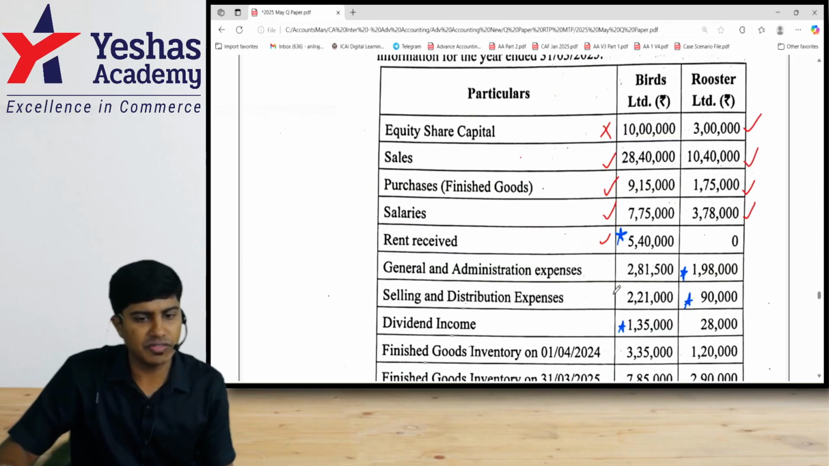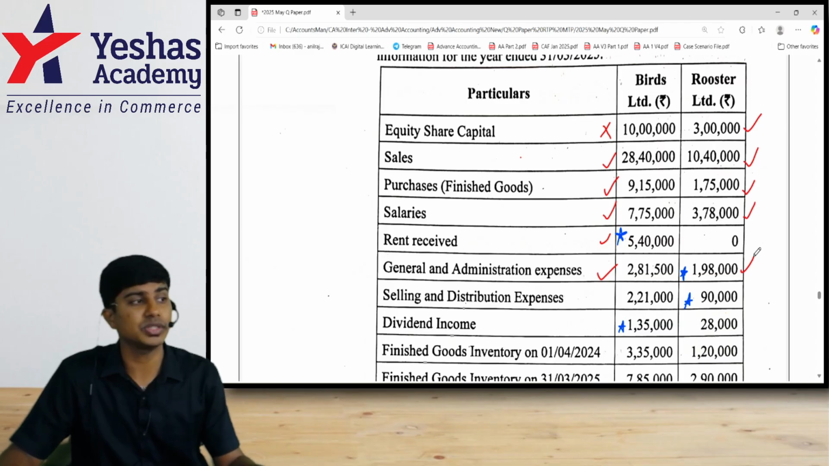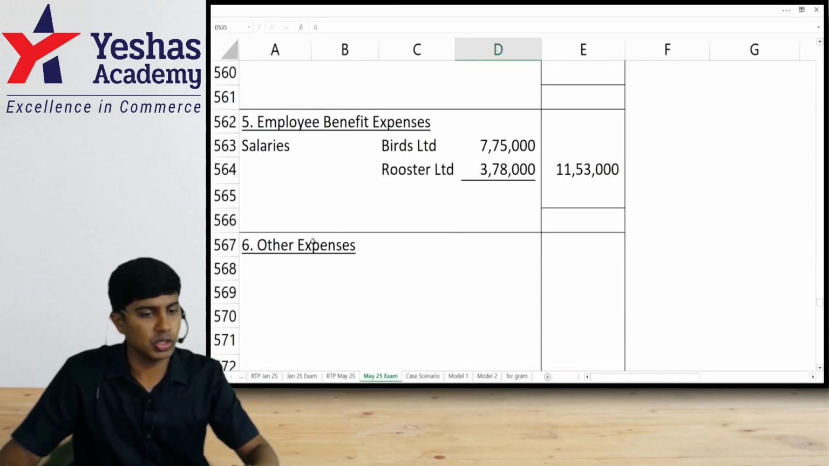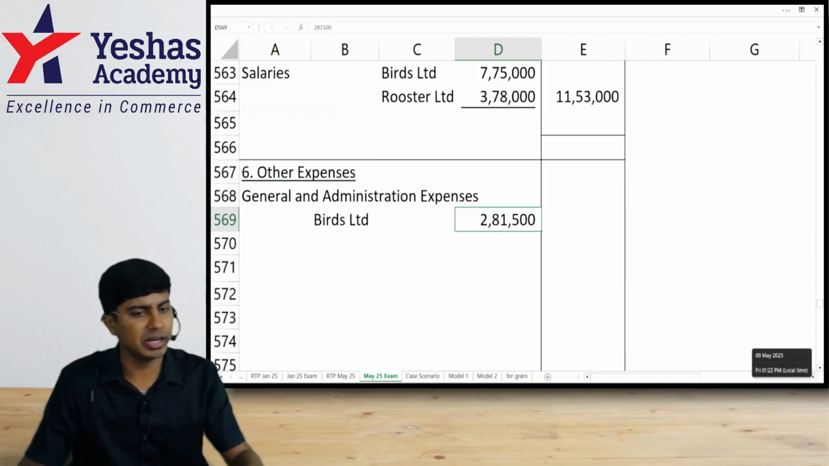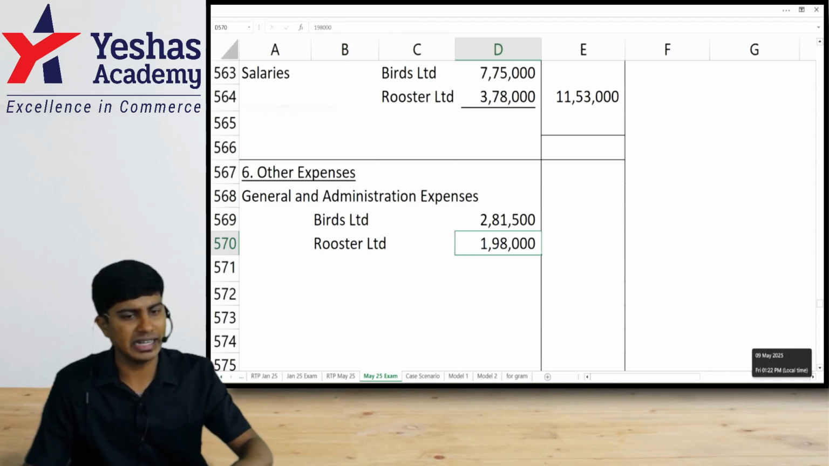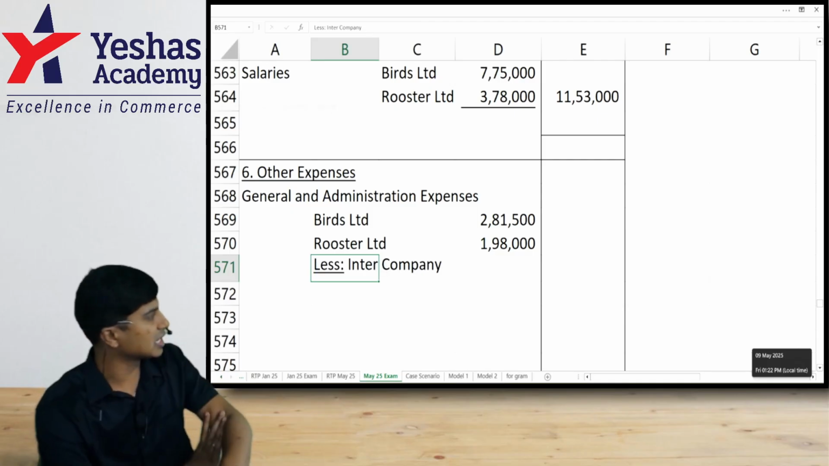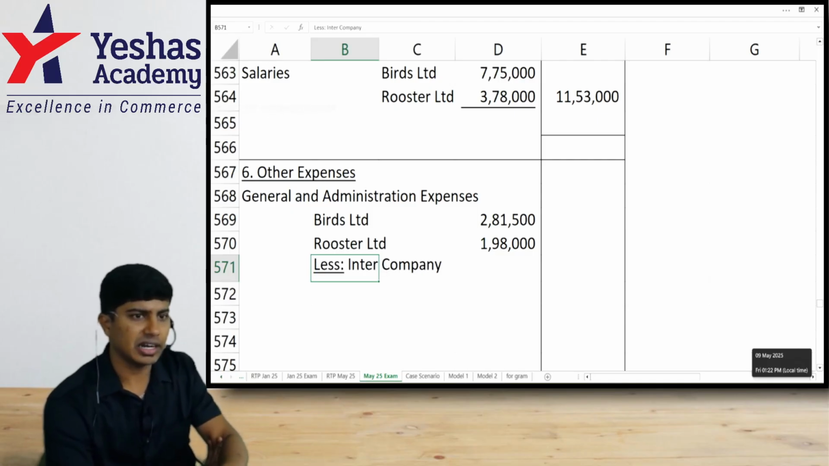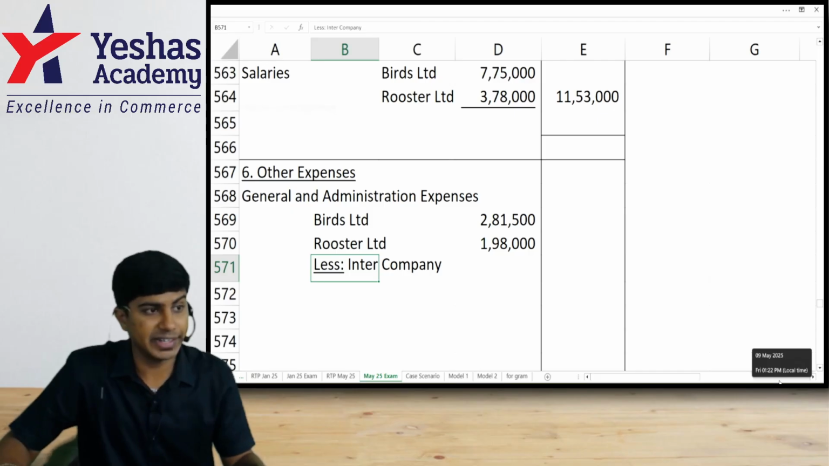After rent received, we have general administration expenses. Shall I write in other expenses? 281 500 and 1 lakh 98. 1 lakh 98,000 as an adjustment. So I'll take you all to other expenses. I'll write general and administration expense. Birds Limited 281 500, and then that of Rooster is 1 lakh 98 in the inner column. Amount is not totaled, not written to the outer column. There is some intercompany transaction. I will eliminate it and then post it to the outer column. Only then I'll take the total. No hurry for total. Clear?